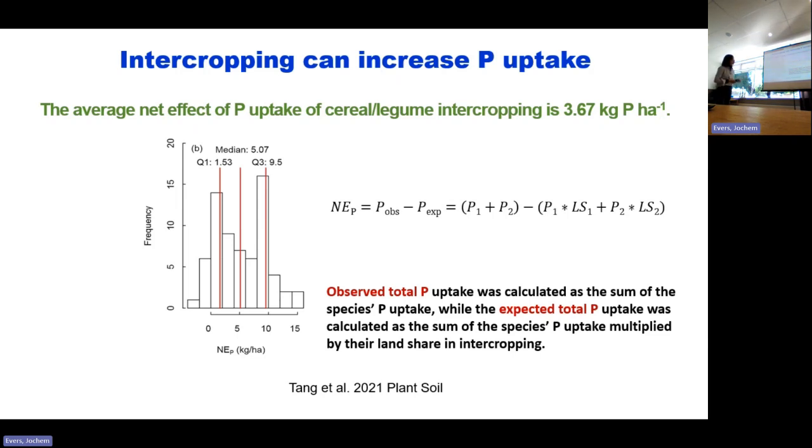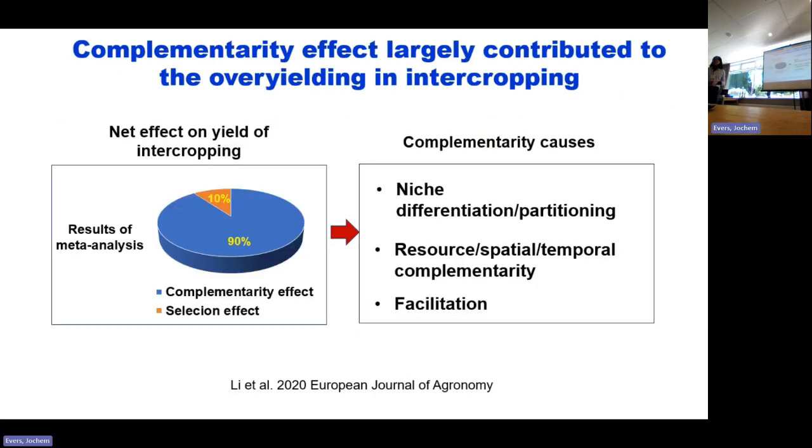Here, the observed total P uptake was calculated as the sum of the species P uptake, while the expected P uptake was calculated as the sum of the species P uptake multiplied by their land share in intercropping. Is this clear for you? Okay. So the results mean that intercropping can take up more P than expected from the monocultures. So that means there is P overyielding by intercropping. Okay, that is the outcome.